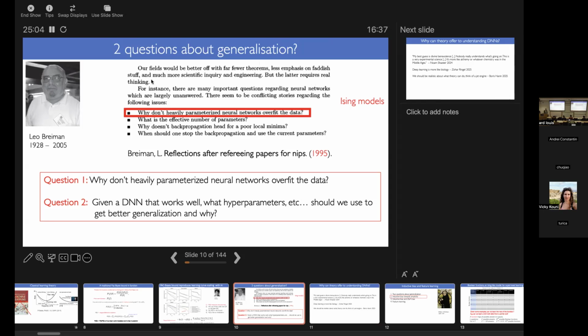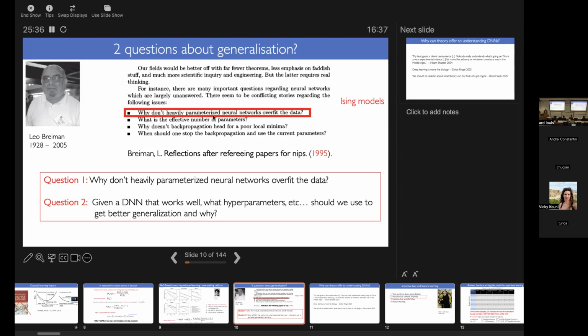It's interesting that 30 years ago, that's what he felt. He said there are many important questions regarding neural networks that are largely unanswered. There seem to be conflicting views regarding the following issues. Why don't heavily parameterized neural networks overfit the data? Which is, why do they work? What's the effective number of parameters? Which is a related question. Why doesn't backpropagation head to a poor local minimum? Which is another related question. Why do these neural networks work so well? He actually also called for model work, looking at Ising models, trying to look at simple models.